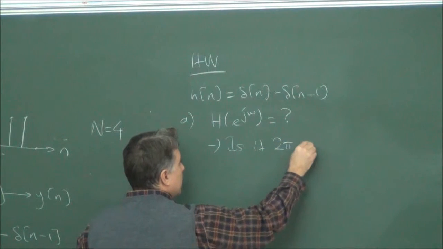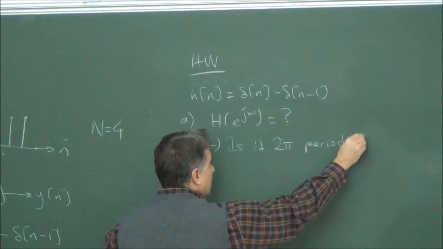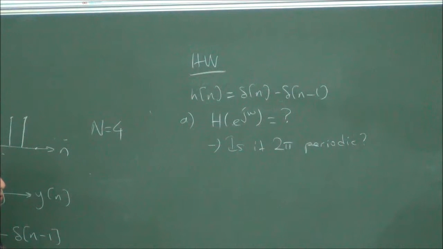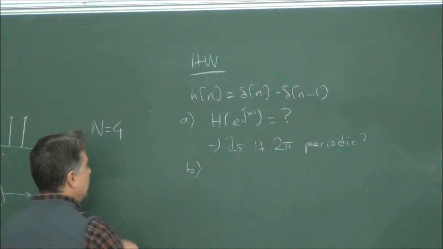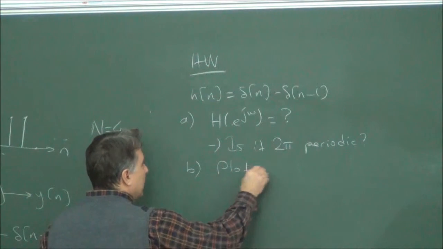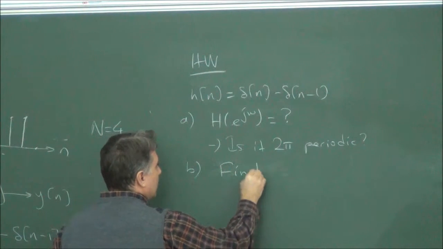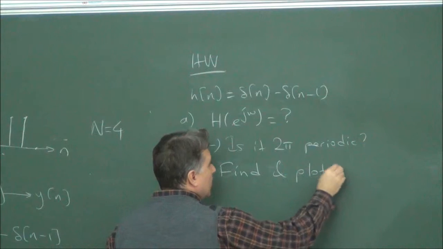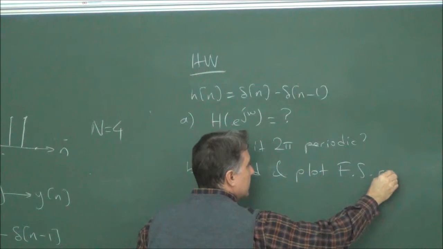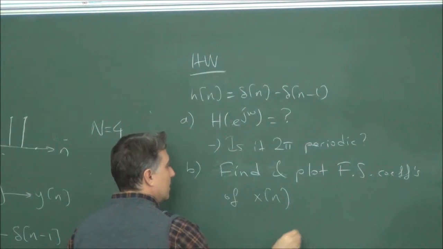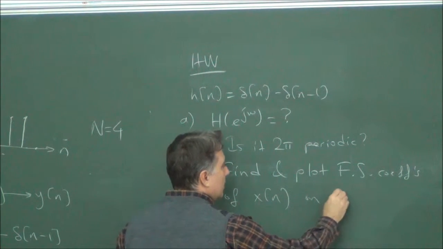Is it 2 pi periodic? It must be. If it's not 2 pi periodic, then it means you didn't use the formula well enough. It must be 2 pi periodic. Part B, find and plot the Fourier series coefficients of x[n] on the omega axis.